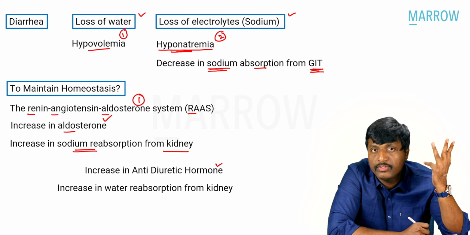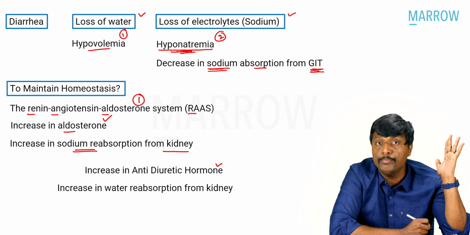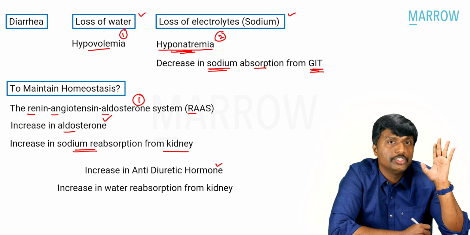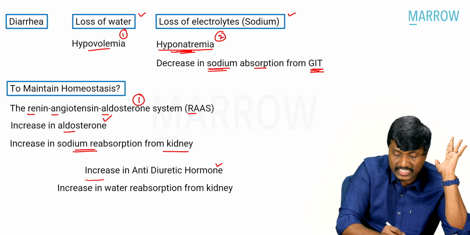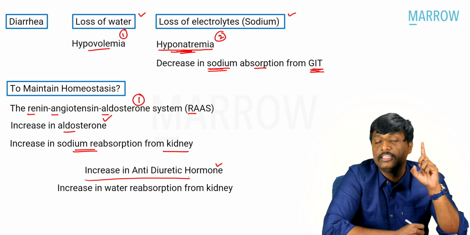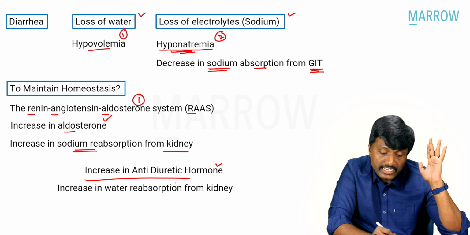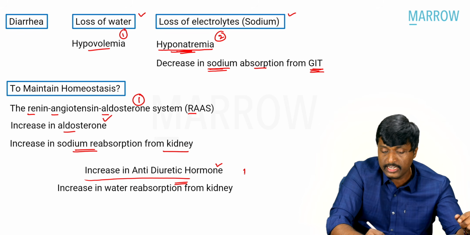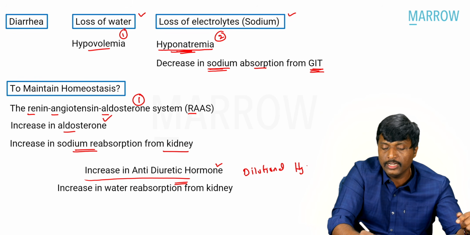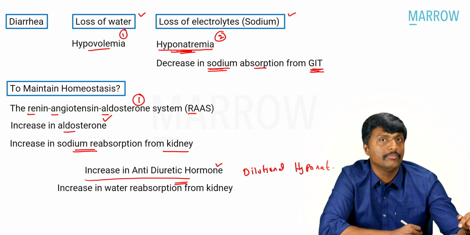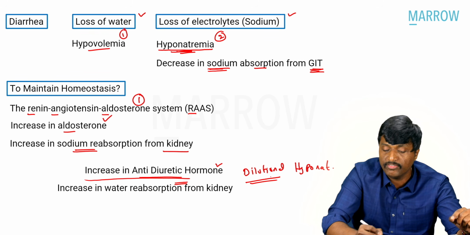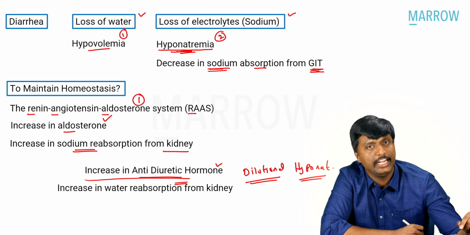I conserve water with the help of ADH. There is hyponatremia. I try to conserve sodium with the help of aldosterone. So there is one option, increase in ADH. We are choosing this as an option. Why? Because this increase in ADH, water conservation, can itself at times cause dilutional hyponatremia. This increase in ADH, water is conserved by itself, can cause dilutional hyponatremia.